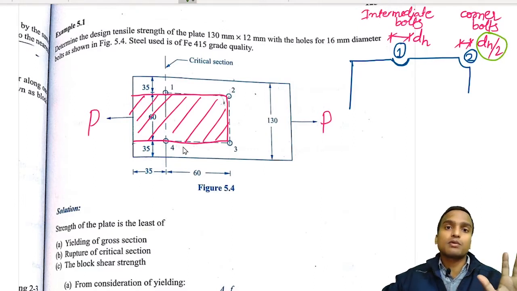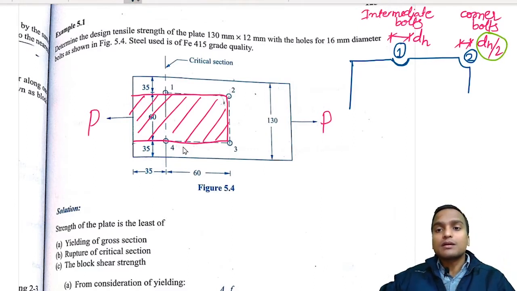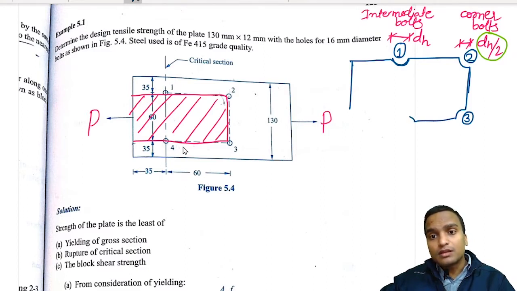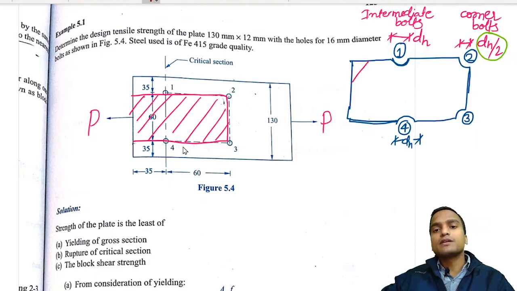This is very important. Similarly, if you draw the diagram completely, you meet again a hole here, and it is the third bolt here, and the third bolt is a corner bolt, so we have to use only half of the diameter of the bolt hole. And if we move forward like this, we meet an intermediate bolt, which will be of full diameter, DH, and then we can complete the diagram of the block like this. So this is my block which is being sheared out in this case.